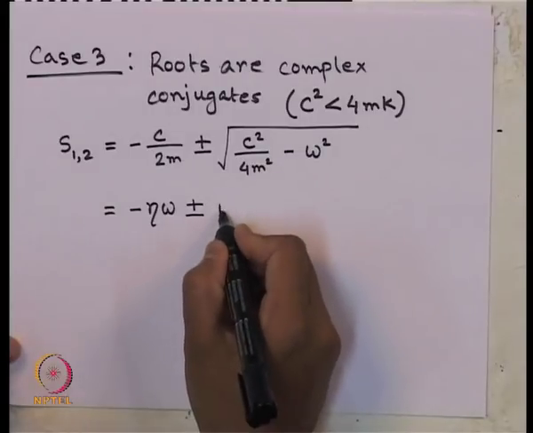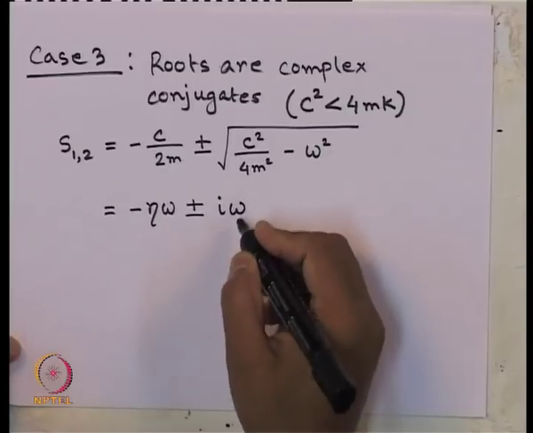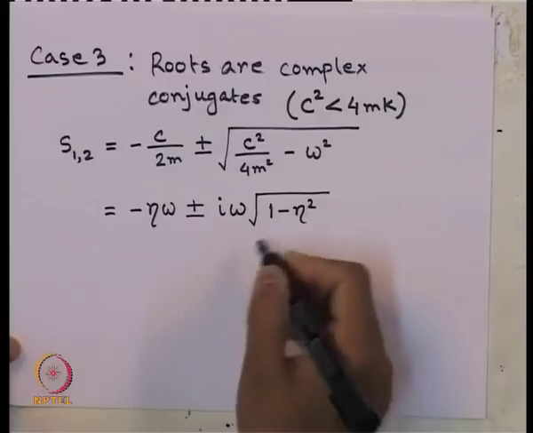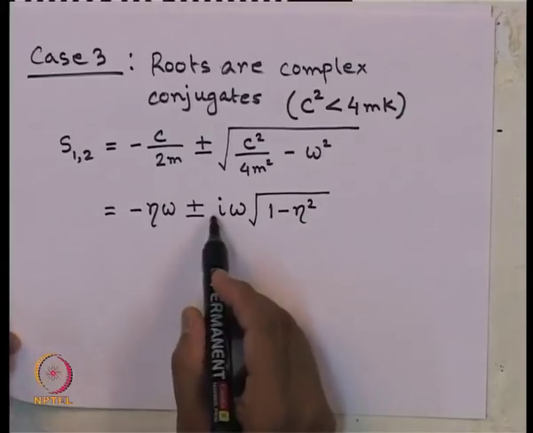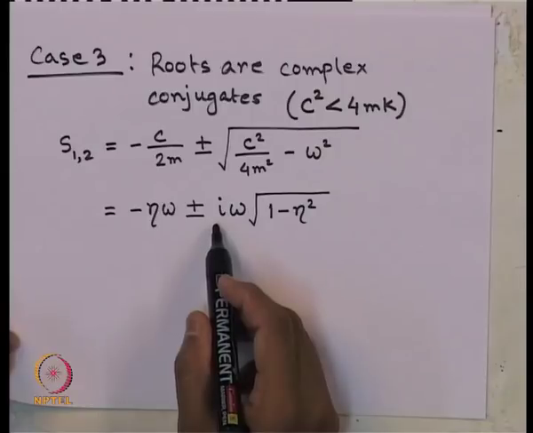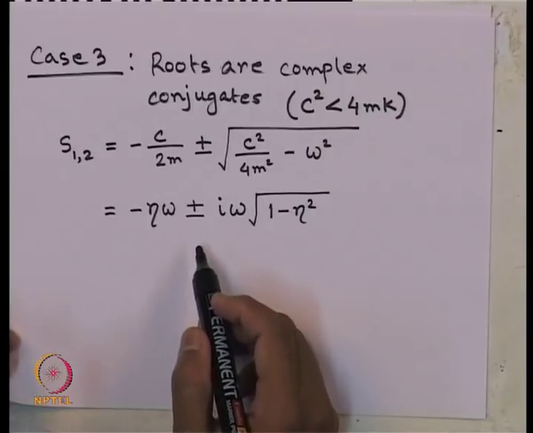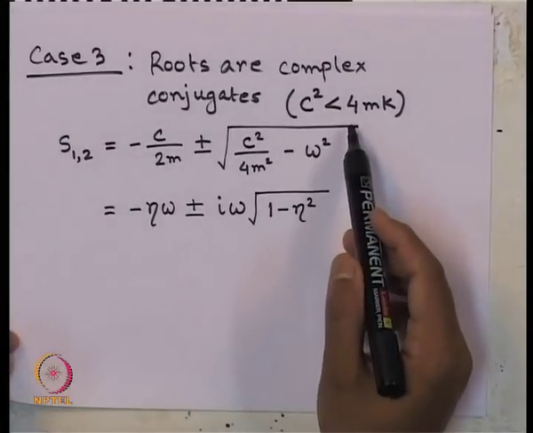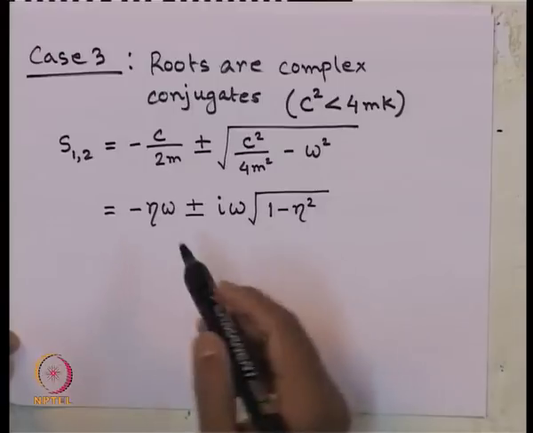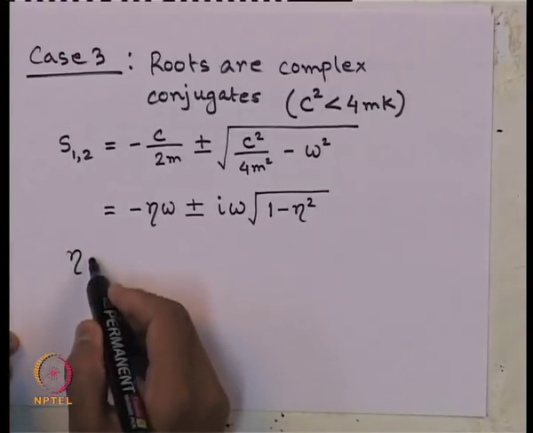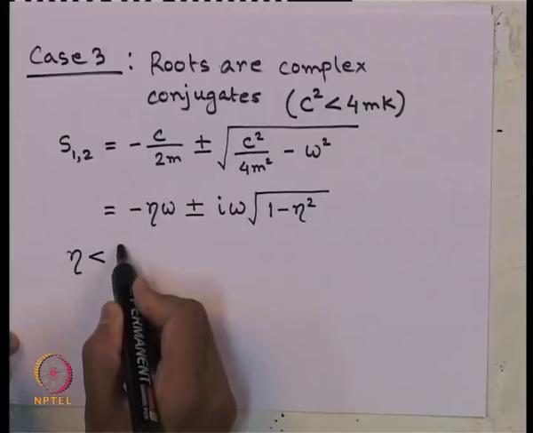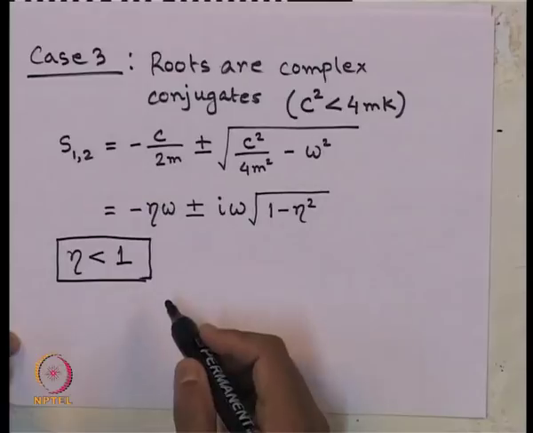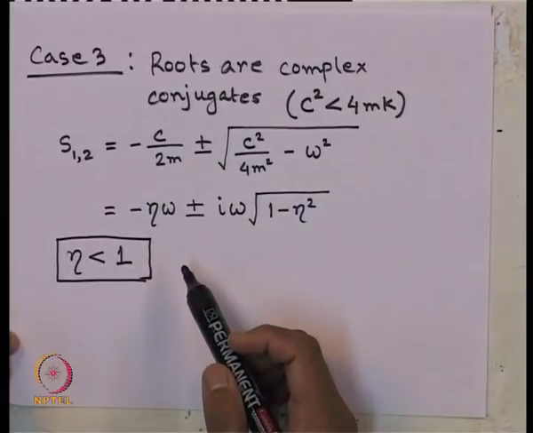So, i will come out, i omega root over 1 minus eta square, same like the previous case. Only difference is we have one imaginary function i here. And for this case, as c square is less than 4 m k, what we will get? Eta is less than 1. So, this is the condition for this case 3 to give us roots as complex conjugate.